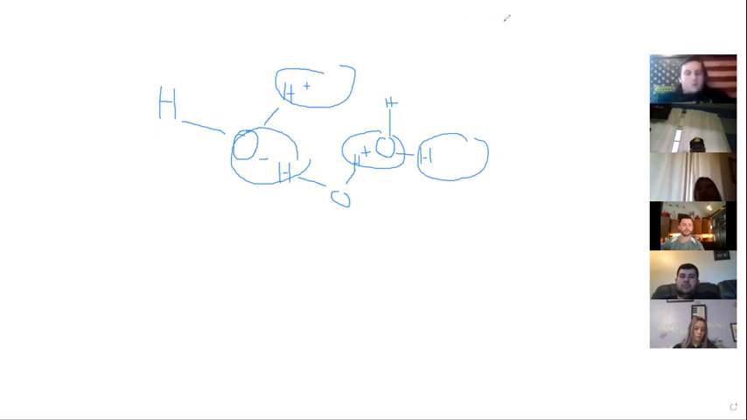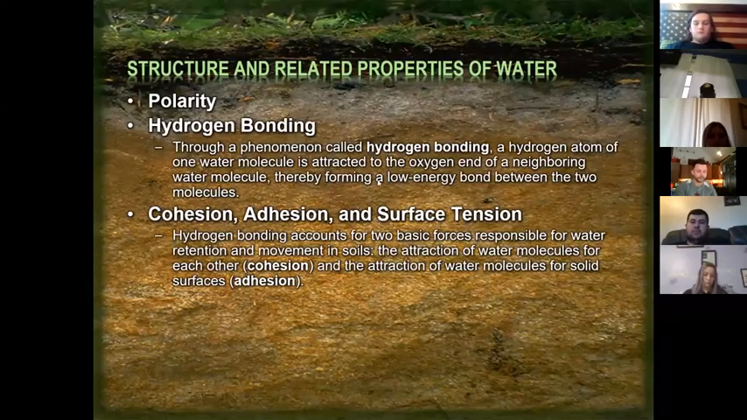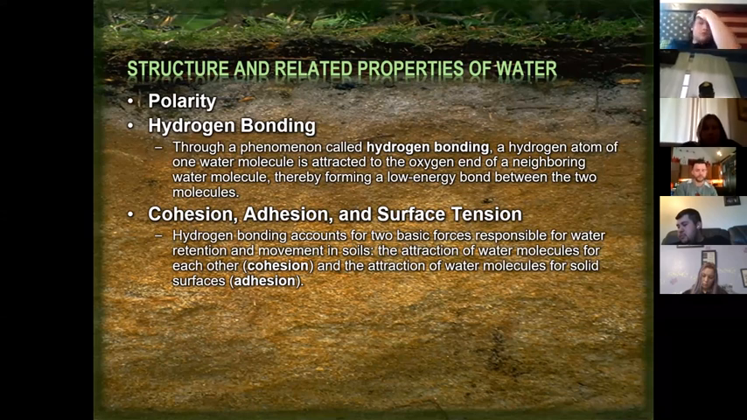Okay, let me clear this off and go back to sharing my other screen. Through a phenomenon called hydrogen bonding, which is what I just showed you, the hydrogen atom in one molecule is attracted to the oxygen of a neighboring water molecule. It's really a weak bond, but there is an electrostatic bond between the two. And because this happens, we have what we call surface tension.